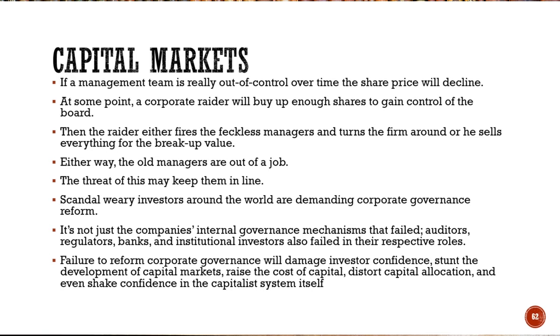The capital markets do their part, because if Wall Street sees that the management team is really out of control, the share price will decline. At some point, a corporate raider will buy up enough shares to actually gain control of the board of directors. Some of these corporate raiders might be hedge funds or activist investors, such as maybe Warren Buffett or Carl Icahn. They will see great value in an organization, but they might say the management team needs to restructure the organization and make it more profitable, more streamlined, and more focused on adding value to their customers, their shareholders, their communities.